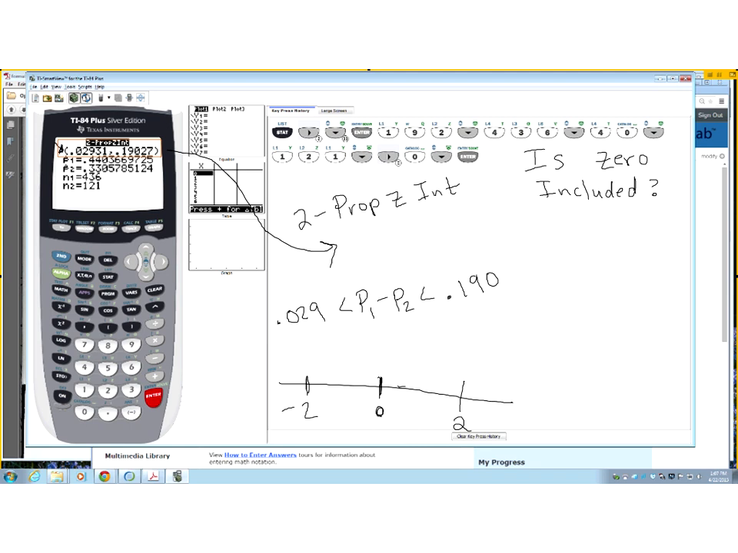So if your confidence interval is only positive numbers, there's no way 0 can be there. If your confidence interval is only negative numbers, then again, there's no way 0 can be included. The only time 0 will be included in your confidence interval is if one side is negative and the other side is positive.